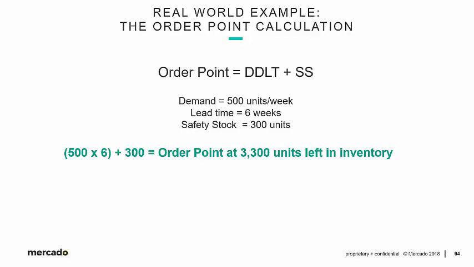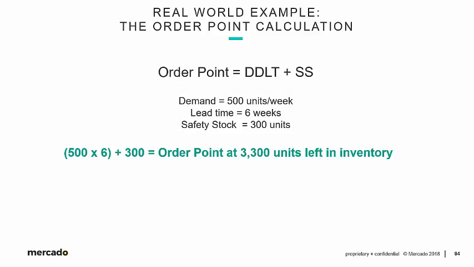Here we go. We're just plugging in some numbers here. We have our calculation. Order point equals demand during lead time plus safety stock. In our case, we said this, 500 units per week. The lead time is 6 weeks, and the safety stock inventory policy of the organization is 300 units. We plug in the numbers, we get our order point, expressed in units of the item under analysis.